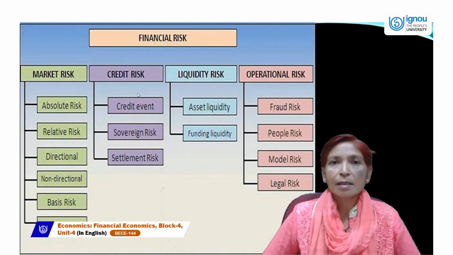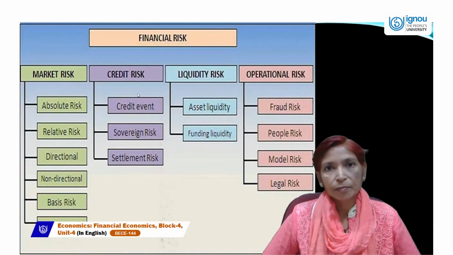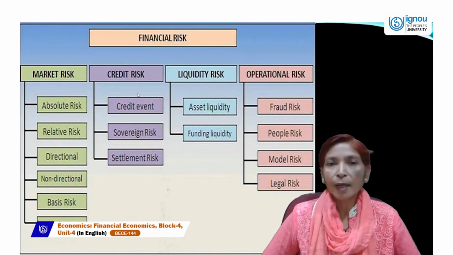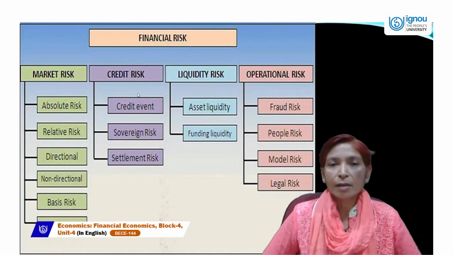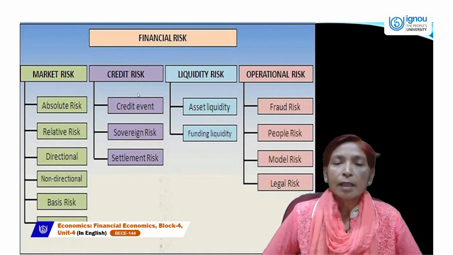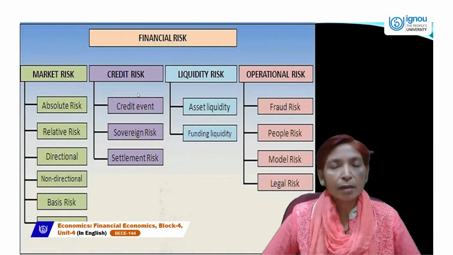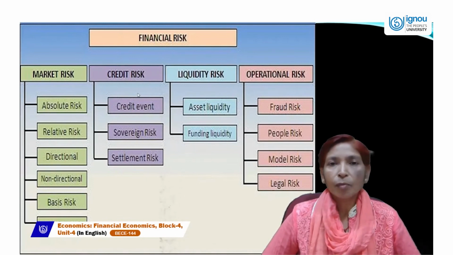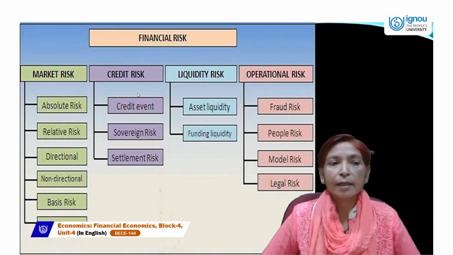And credit risk means sometimes lenders are not interested to lend their money to borrowers, because if borrowers are not reliable, if borrowers don't pay interest and give back all the borrowed money on time, then lenders will not be interested to lend their money to those borrowers who are not reliable and who are not paying interest on time. So this is called credit risk.